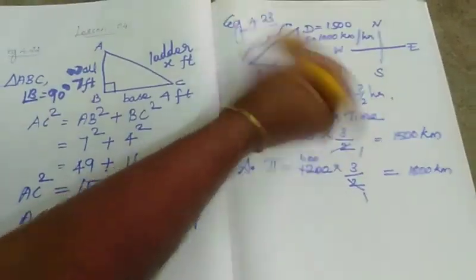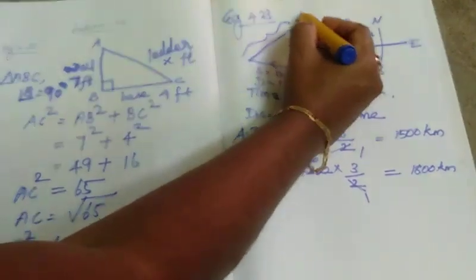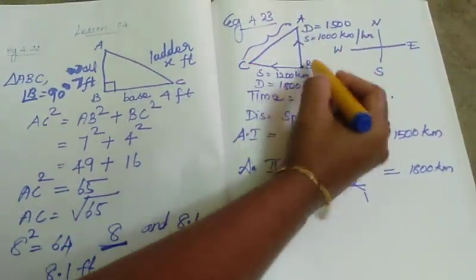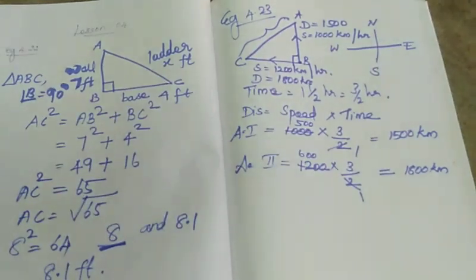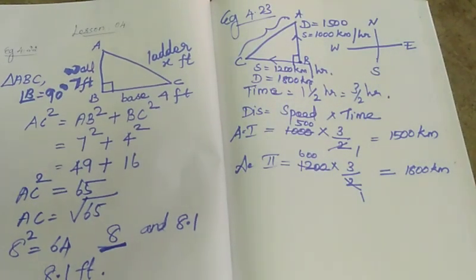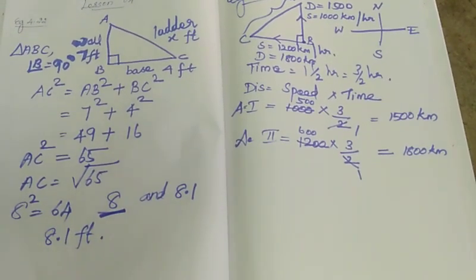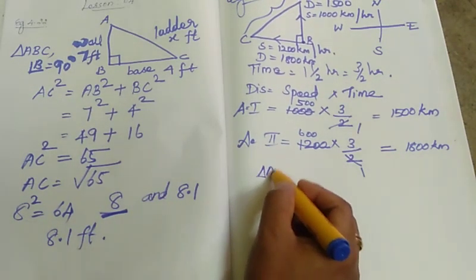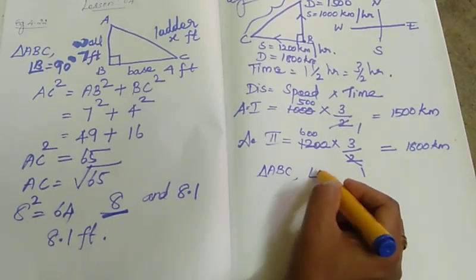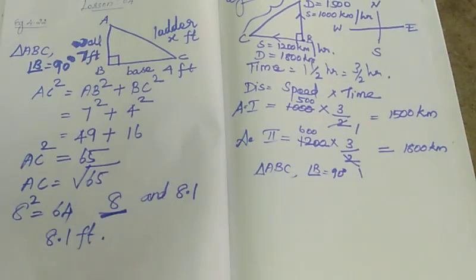Now we need this distance. So name the points A, B and C. What is the angle at B? 90 degrees. So definitely it is a right angle triangle. Right angle triangle means we use the Pythagoras theorem. In triangle ABC, angle B is 90 degrees, so what is the hypotenuse here?